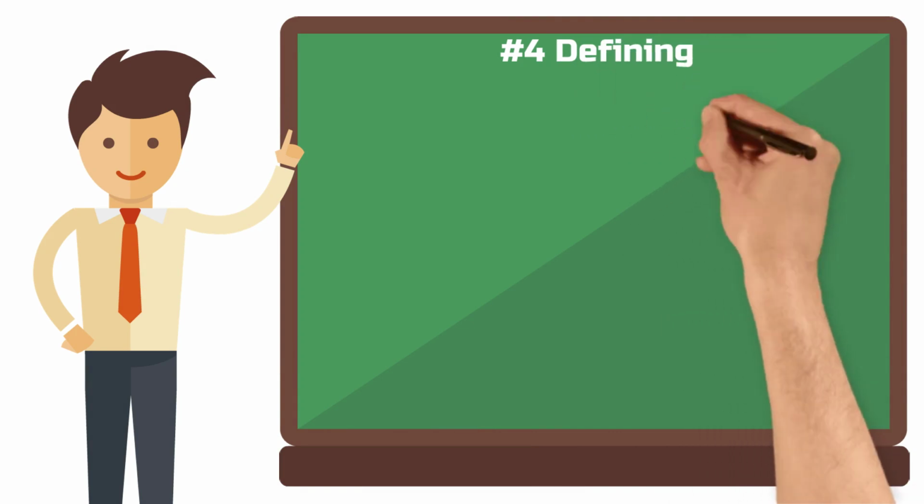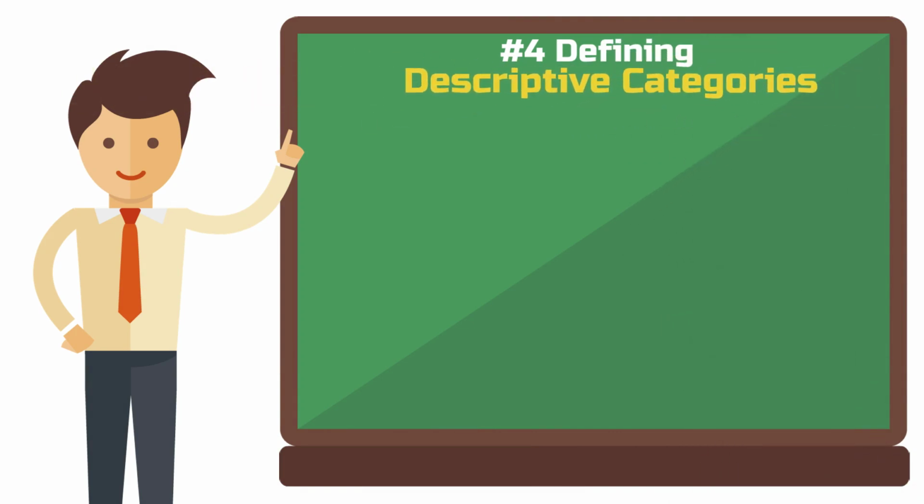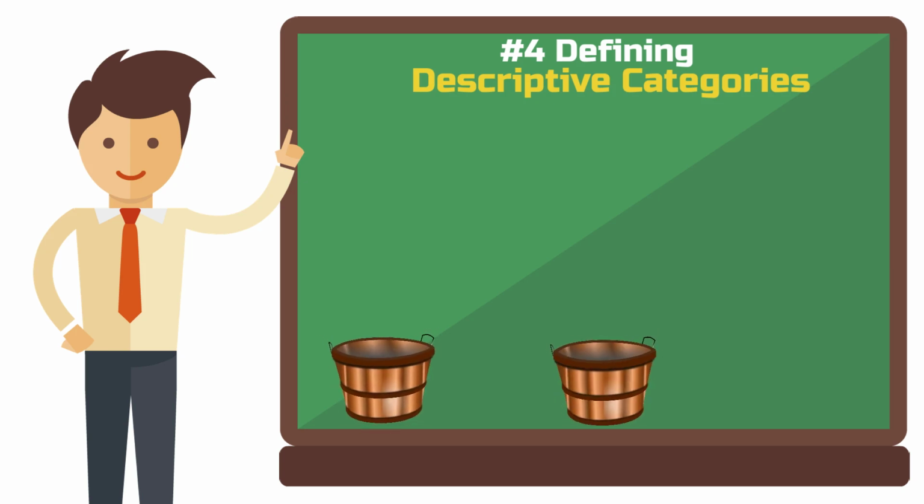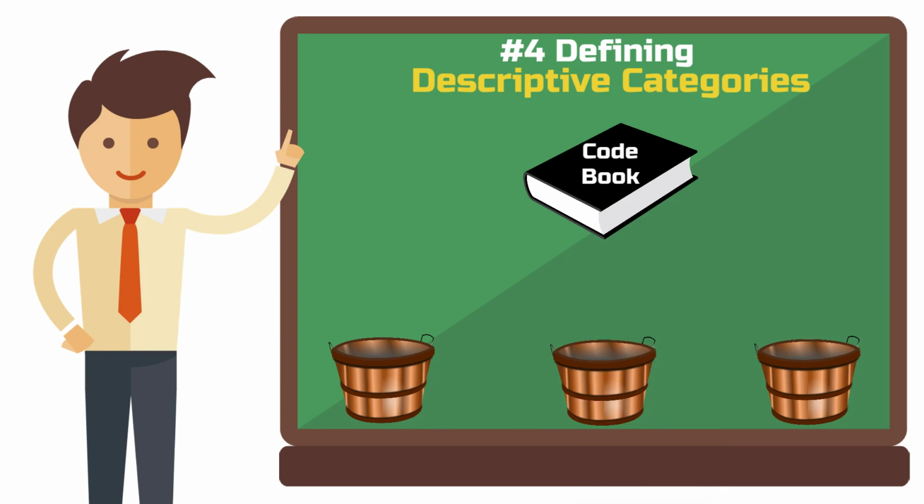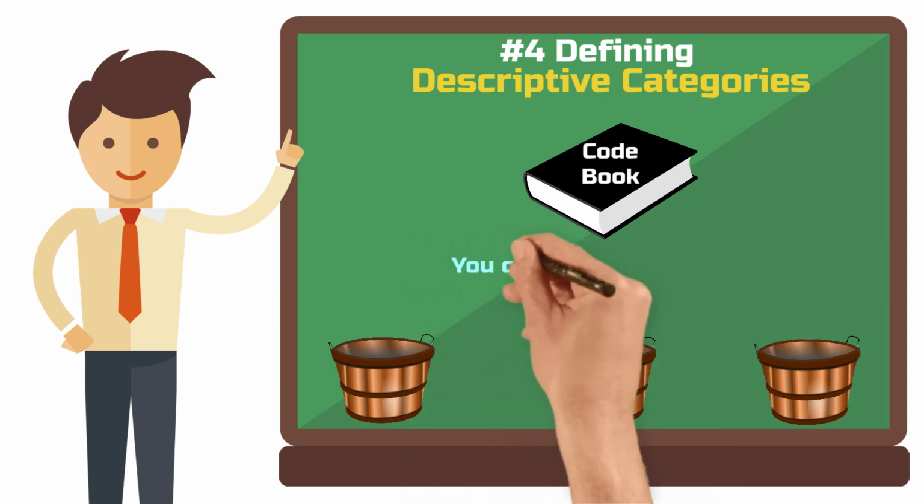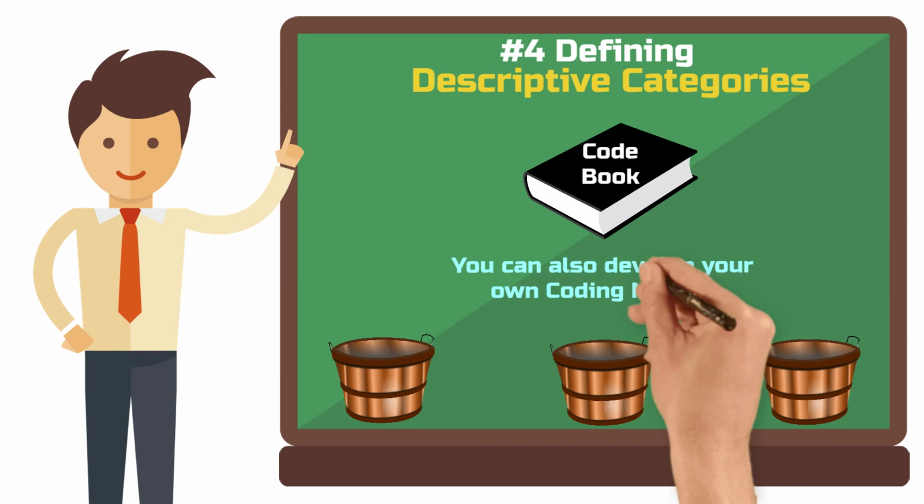Step 4. Defining descriptive categories. Before starting the analysis, you need to establish categories for classifying your units of analysis. This involves researching existing coding manuals or codebooks in the academic literature. If none suit your purpose, you must develop your own.